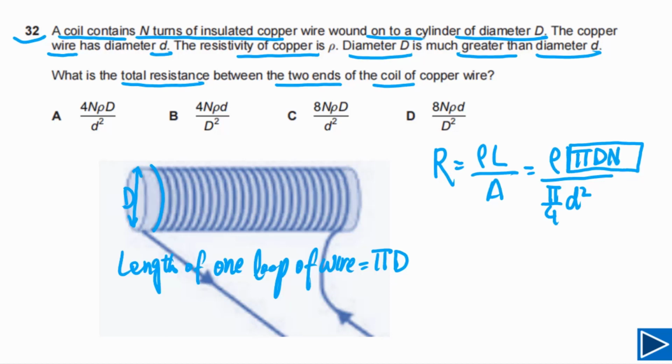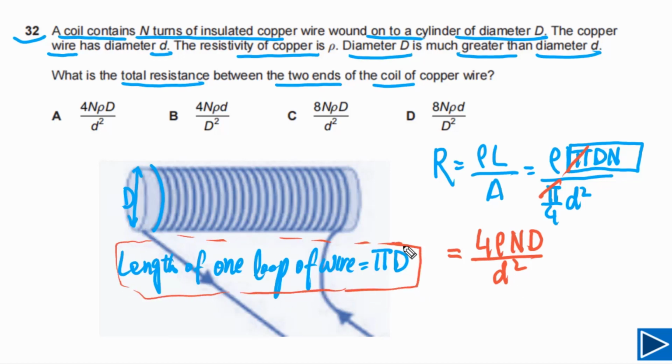We can simplify this. Pi cancels with this pi, and we can further simplify. We can write this as 4 rho N times D divided by small d squared. The only difficult part in this question is finding the length of one loop of wire. If you can find this, then you simply need to use R equal to rho L by A. So our answer for this question is A.